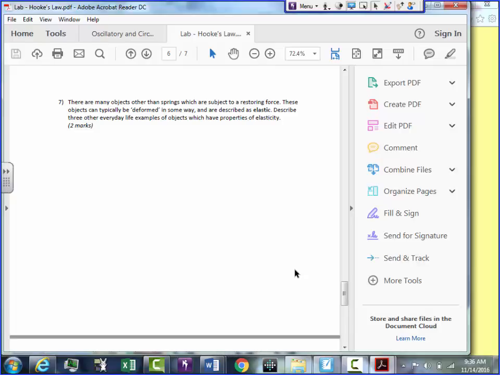So if you've ever seen a slow motion video of, say, a hockey player shooting a hockey puck, his stick will bend, right? It's kind of a similar concept there. So think of some other examples where you have a deformation of the object, and as the object then springs back to its normal shape, it causes a bounce of some kind.